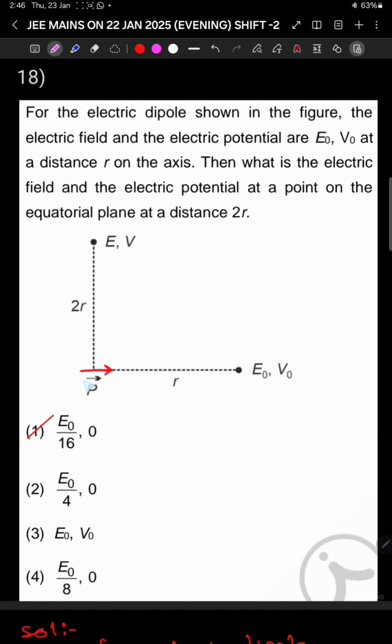Here a small electric dipole is there, and it is on the axial line. Their electric field is E0, potential is V0. And it is the equatorial line. Here how much is the electric field, how much is the potential, they are asking.